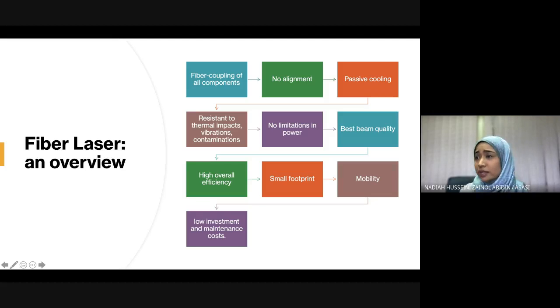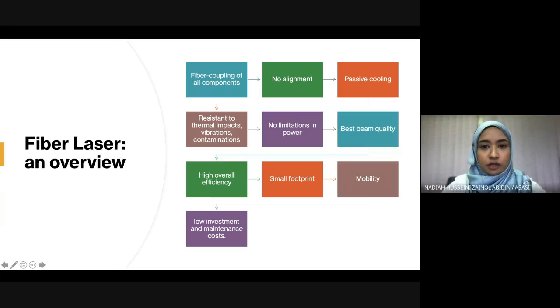As we are speaking, there are people out there doing research trying to increase the power of lasers. So there is no limitation yet, at least. And we have the best beam quality compared to other lasers. It has a high overall efficiency and small footprint. Because it is very small, it is also very portable, and the cost is not much. It's low investment and maintenance cost. It used to be very expensive, now it's not so much, right?